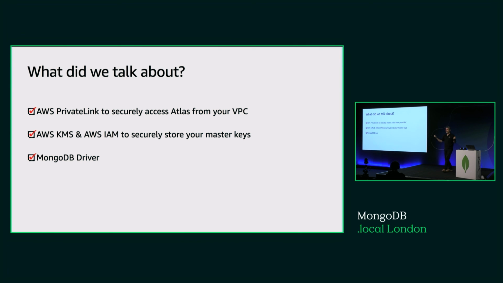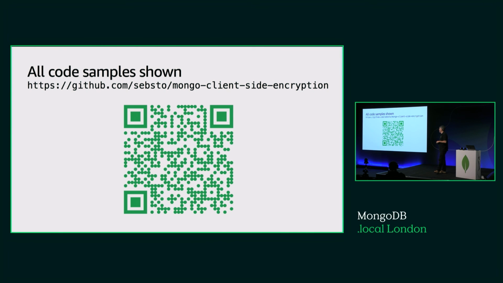How to use a private link, a private network cable between your AWS network and the MongoDB Atlas network in the AWS cloud of MongoDB. How to configure KMS and IAM to create a master key and restrict access to that specific master key. And then how to use the MongoDB driver to automatically or manually encrypt and decrypt data at field level inside your document. And if you want the full version of the sample app, just go to my GitHub repository.